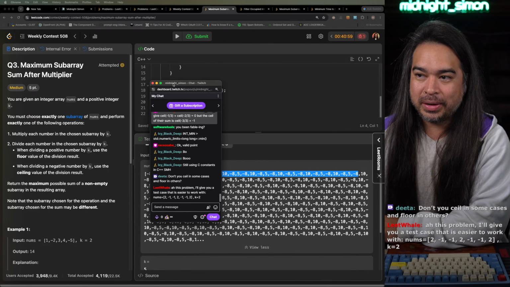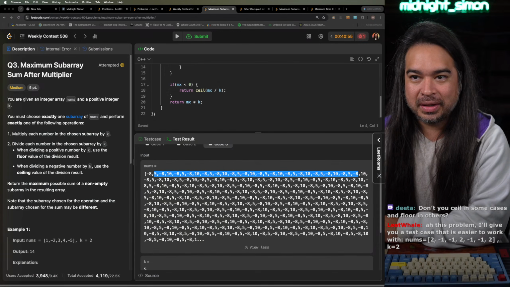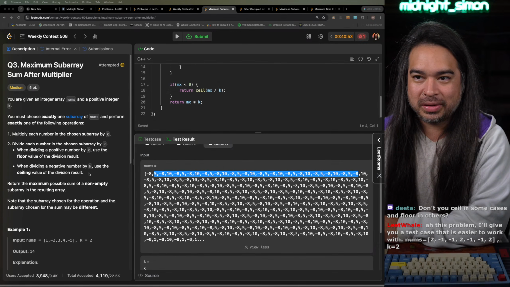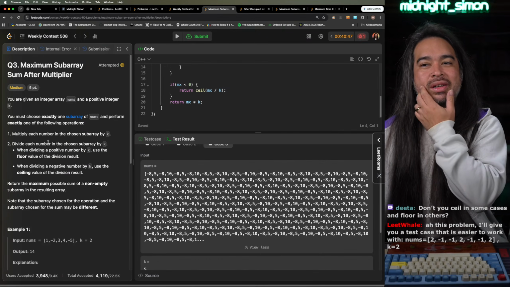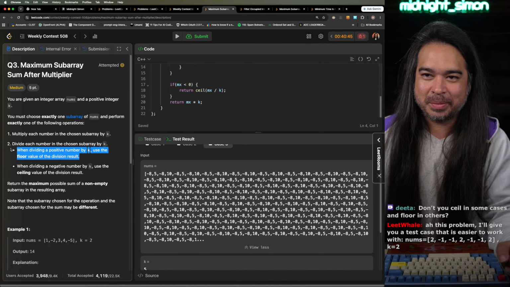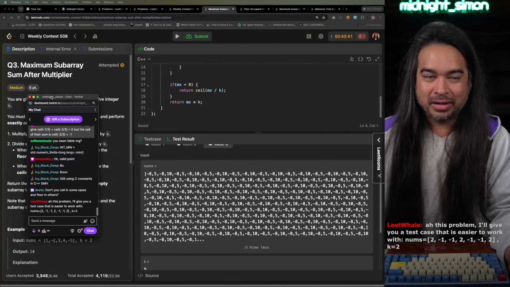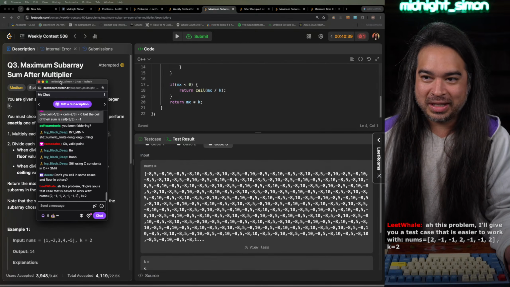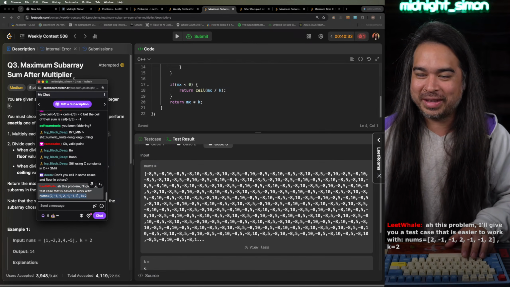Don't use ceil in some cases and floor in others. Yeah, that's what the description says. But I thought maybe it was just a diversion, man. Sometimes they tell you things and it doesn't really matter. Alright, Leet Whale, what are you saying? I'll give you a test case that is easier to work with. Oh, I like easier to work with test cases.